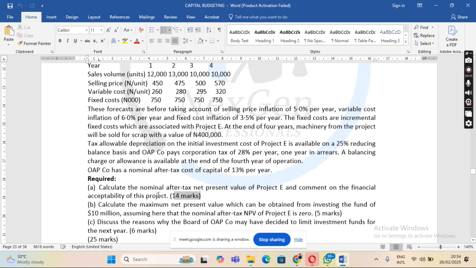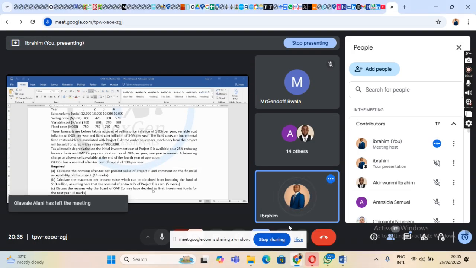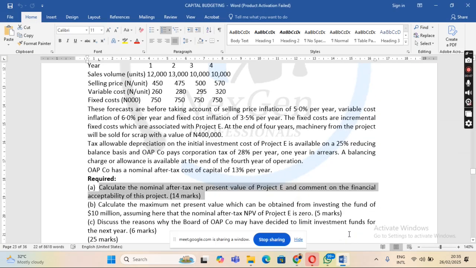That is why I usually say something in SFM or any other course you want to write: you need to understand the required. Ask yourself, what did they say I should do in this question? Look at this question now. I didn't even know where I picked it from. I've been looking for where I picked this question since I came back from work. I've not really seen it.